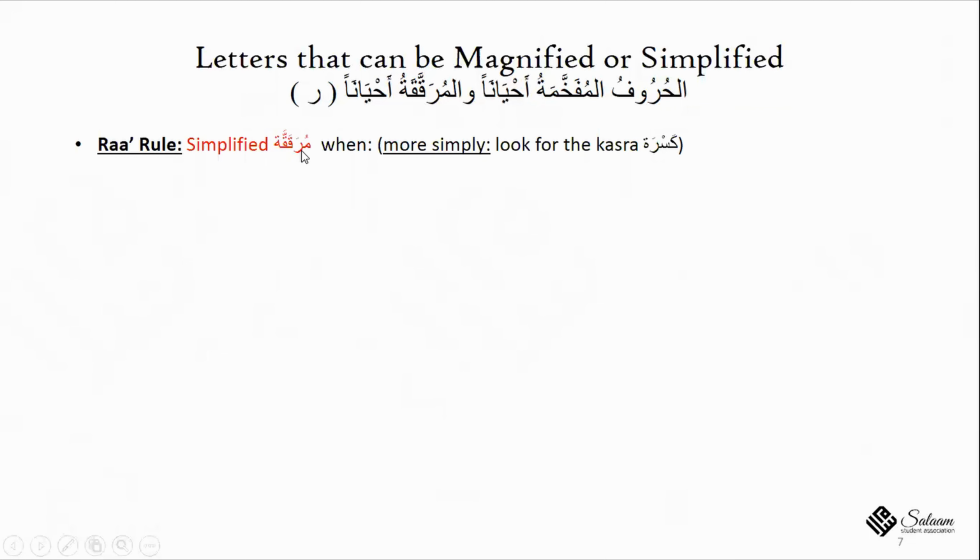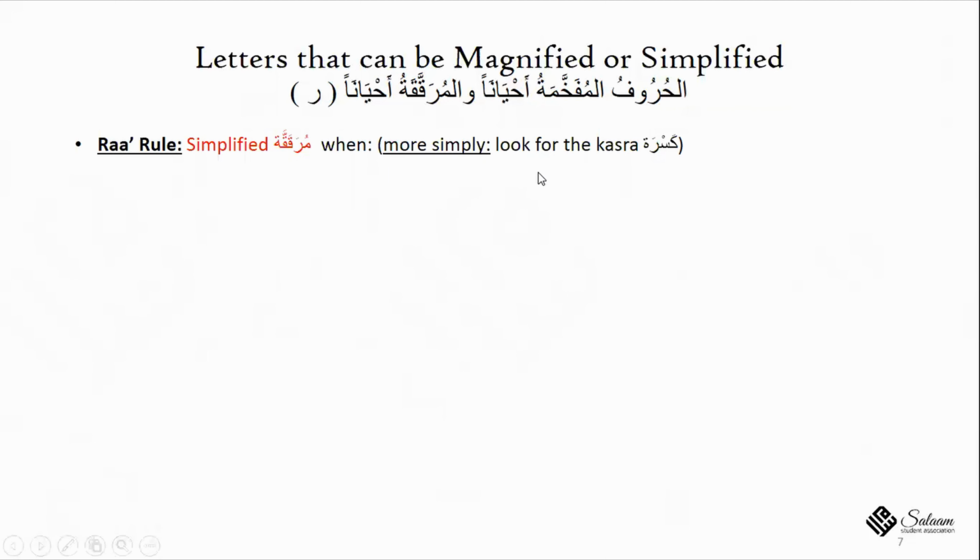I'm trying to make it easier for you guys: look if there is a kasra before it, or on it, or under it. But this is not always the case. So scientifically, we have 4 cases for ra to be muraqqaqa. The first case is if the ra itself has kasra, like here, birihin, biri. See, the ra is simplified.